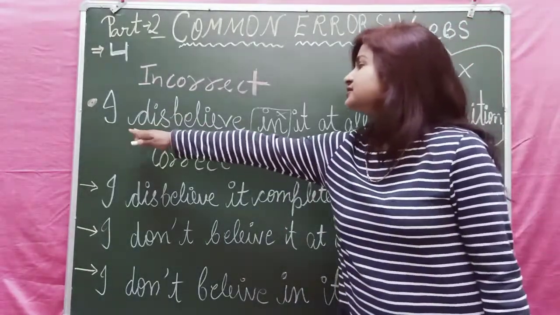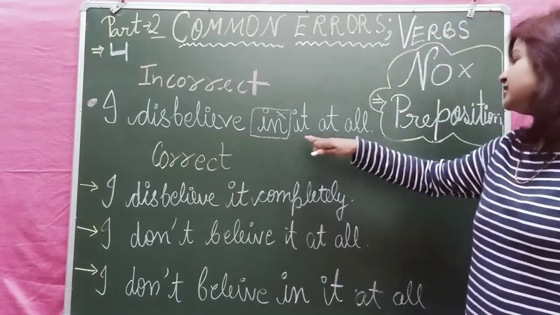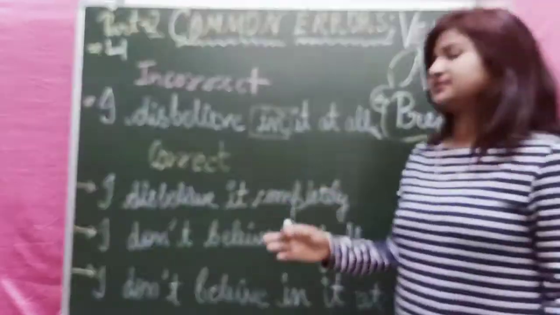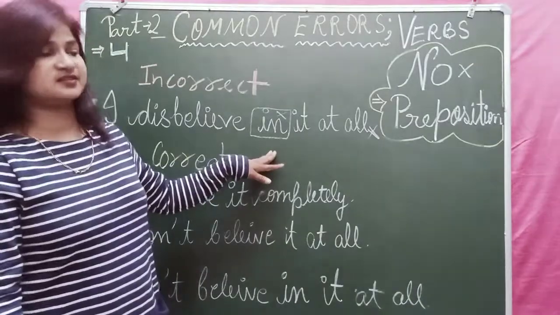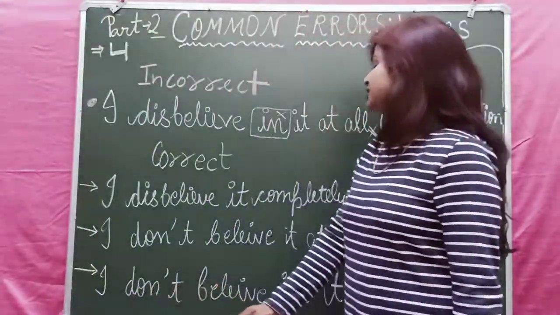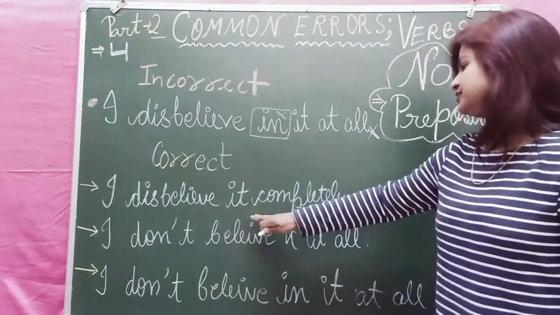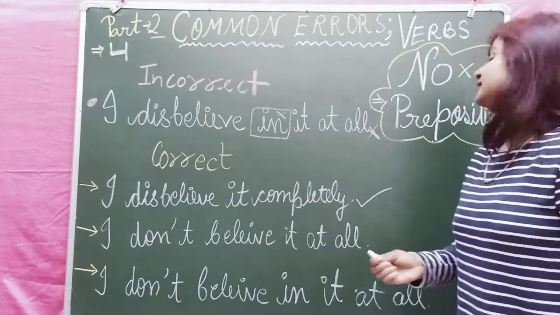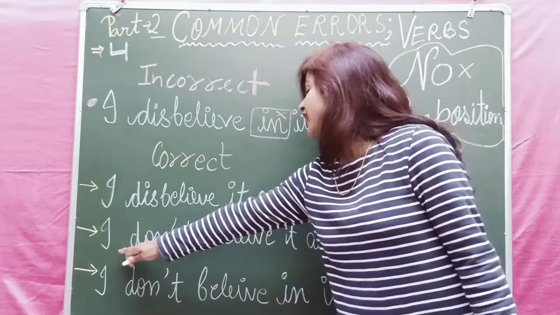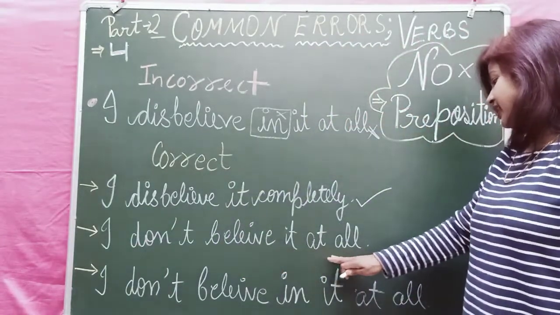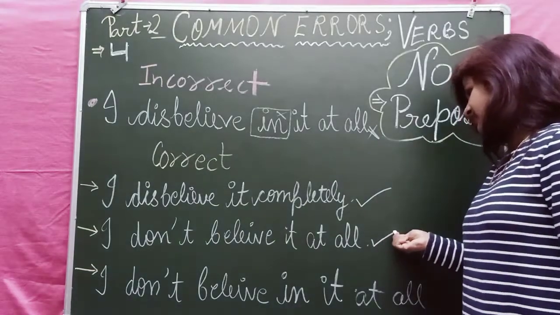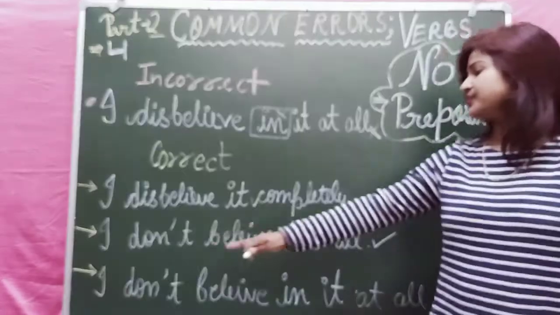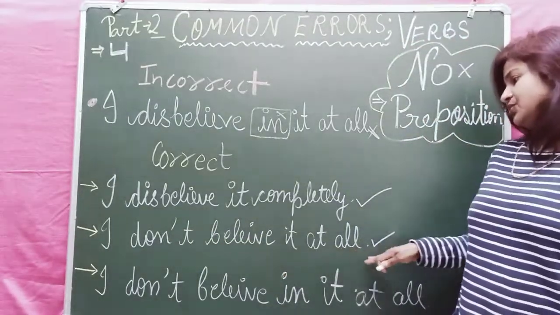The sentence I disbelieve in it at all is wrong. The problem is the preposition in. Let's see the correct one: I disbelieve it completely. It's correct. Another correct one: I don't believe it at all. This one is also correct. You could say I disbelieve it completely, or you can say I don't believe it at all.